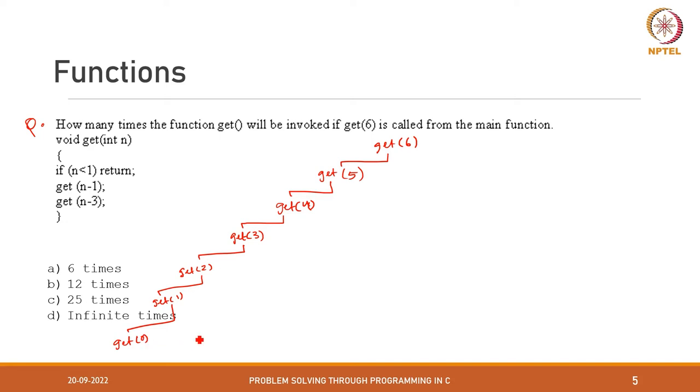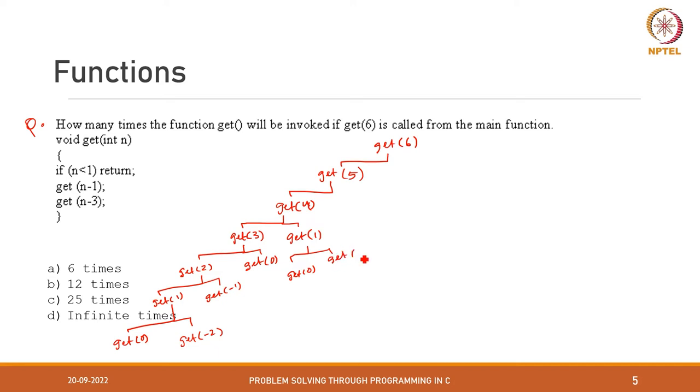Now I'll start filling up from here. Get of 1 would have called get of 0 and get of 1 minus 3, that is minus 2, right? And get of 2 would have called get of 1 and get of minus 1. Get of 3 would have called get of 2 and get of 0. Get of 4 would have called get of 3 and get of 1. Now get of 1 would have called get of 0 and get of minus 2.